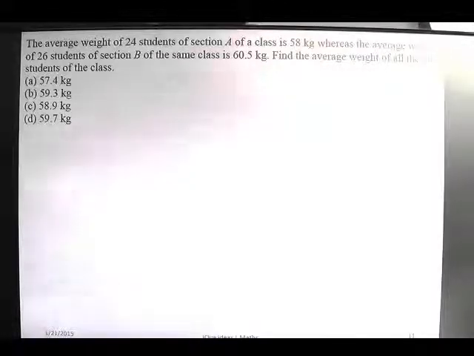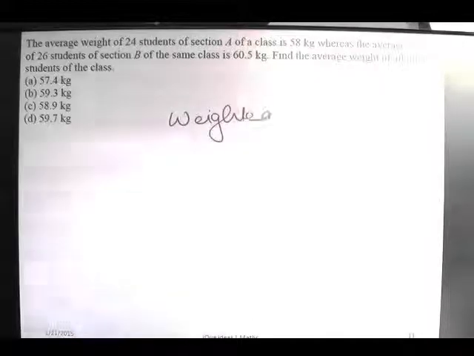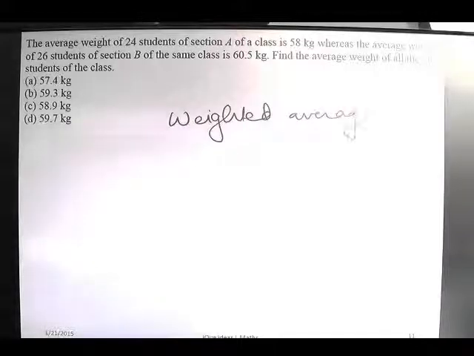It says the average weight of 24 students of section A is 58, whereas the average weight of 26 students of B is 60.5. Then find the average weight of all the 50 students. Now this is a classic example of weighted average. So let me just show you the equation. I'll leave the calculation to you.